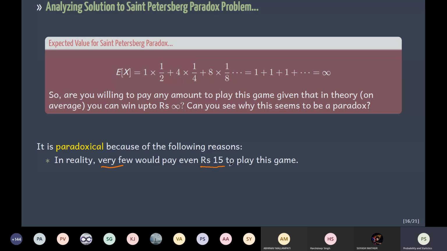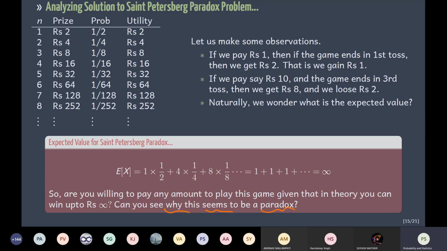In reality, very few would pay even 15 rupees or even less than 15, because probability tells you something else. If I am paying 15, then the game should go beyond the fourth trial at least for me to start making a profit. Here I will make a profit of 1. If the game luckily goes up to the 5th trial, then I'm making more profit, like 17 rupees profit, and so on.